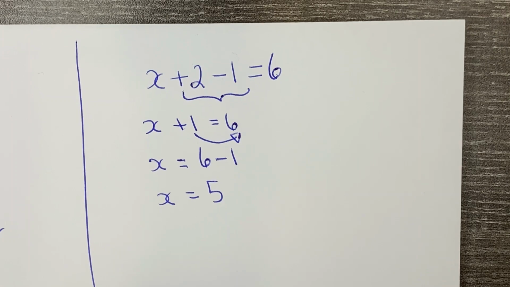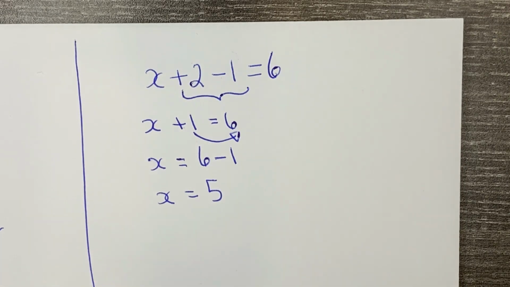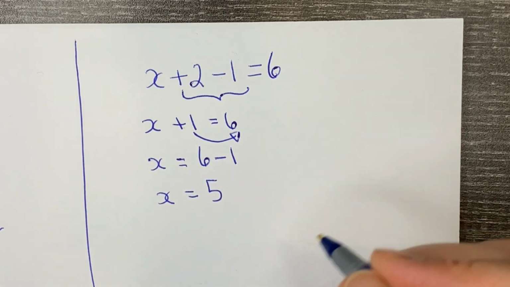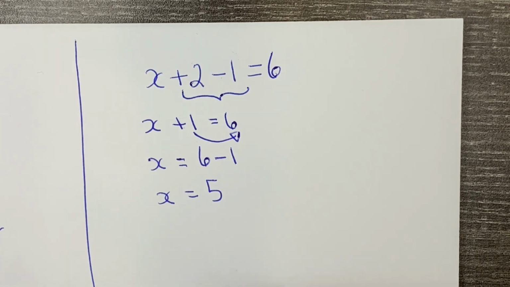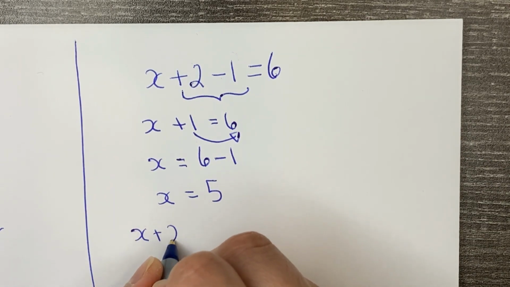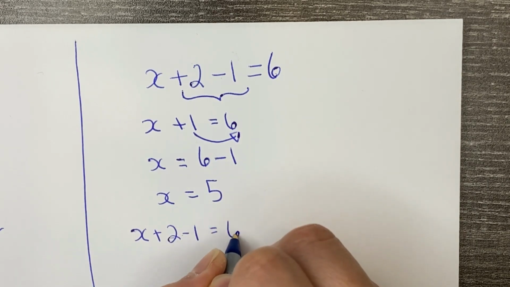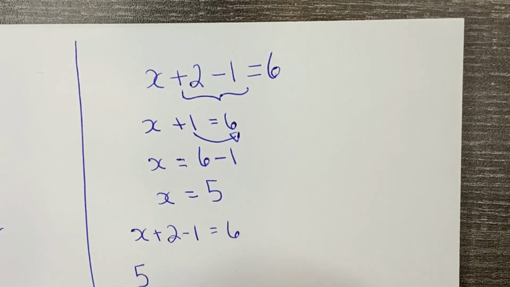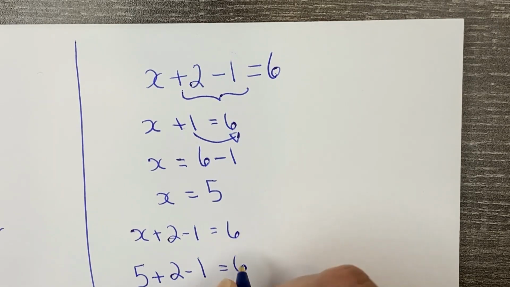And again, if you have time, especially on a test, you would check your answer by subbing in the value of x in your original equation. So our original equation was x plus 2 minus 1 is 6. So that's basically saying 5, right? Because we solved x was 5, plus 2 minus 1. So 5 plus 2, that's 7, minus 1, it's 6.